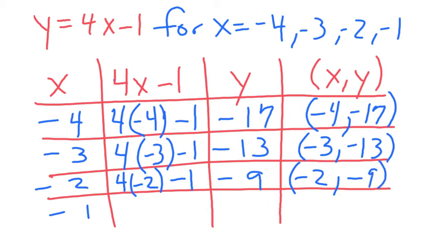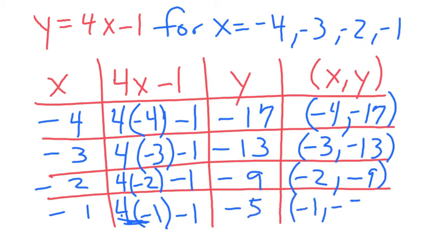Now negative 1, put it in, 4 times negative 1 minus 1. So 4 times negative 1 is negative 4, and negative 4 minus 1 is negative 5. So that makes negative 1, negative 5. We have 4 sets of ordered pairs, and we completed the input-output table. It said, use the given values to make a table of solutions. We just did that.